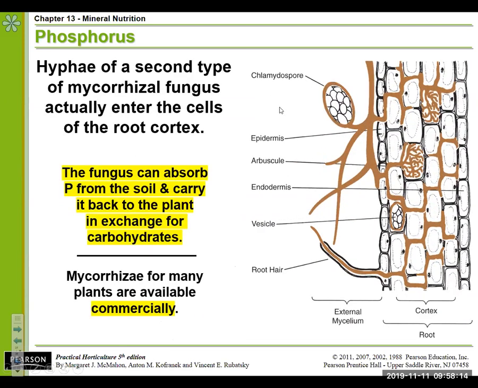Here's just an image looking at that. We basically have this fungus growing in between these cells and carrying phosphorus into the plant in exchange for those carbohydrates. Both rhizobium and mycorrhiza, we can actually purchase and apply them to the soil so that we know that we have that fungi and bacteria in there to basically allow for the uptake of these nutrients.